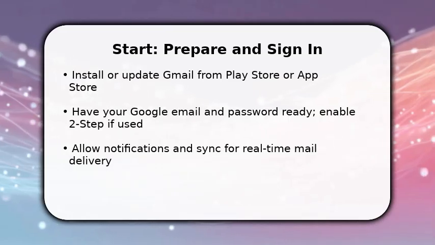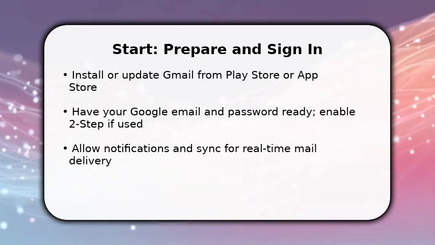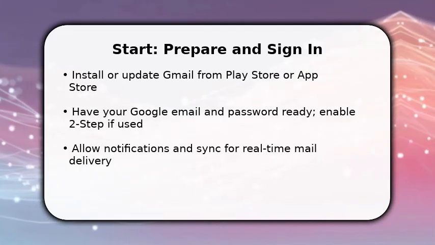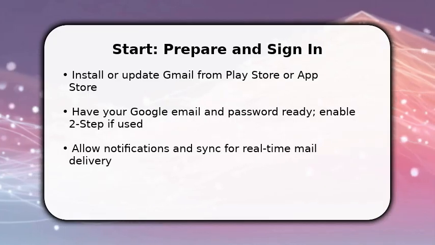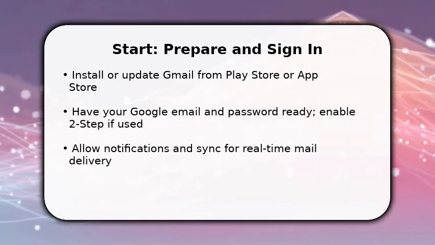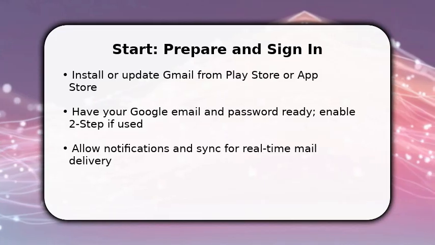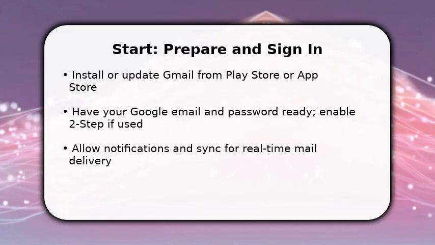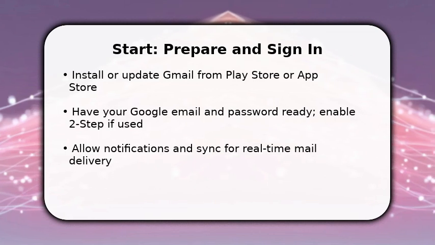You'll begin by making sure the Gmail app is installed and up to date. Once done, open it and tap Add Account. Enter your Google email and password and follow prompts to accept permissions so Mail, Contacts, and Calendar sync correctly. If you use two-step verification, have your phone or backup code ready to complete sign-in. Make sure notifications are allowed so you get new mail alerts, and choose sync frequency. These steps get your account active and visible in the app.